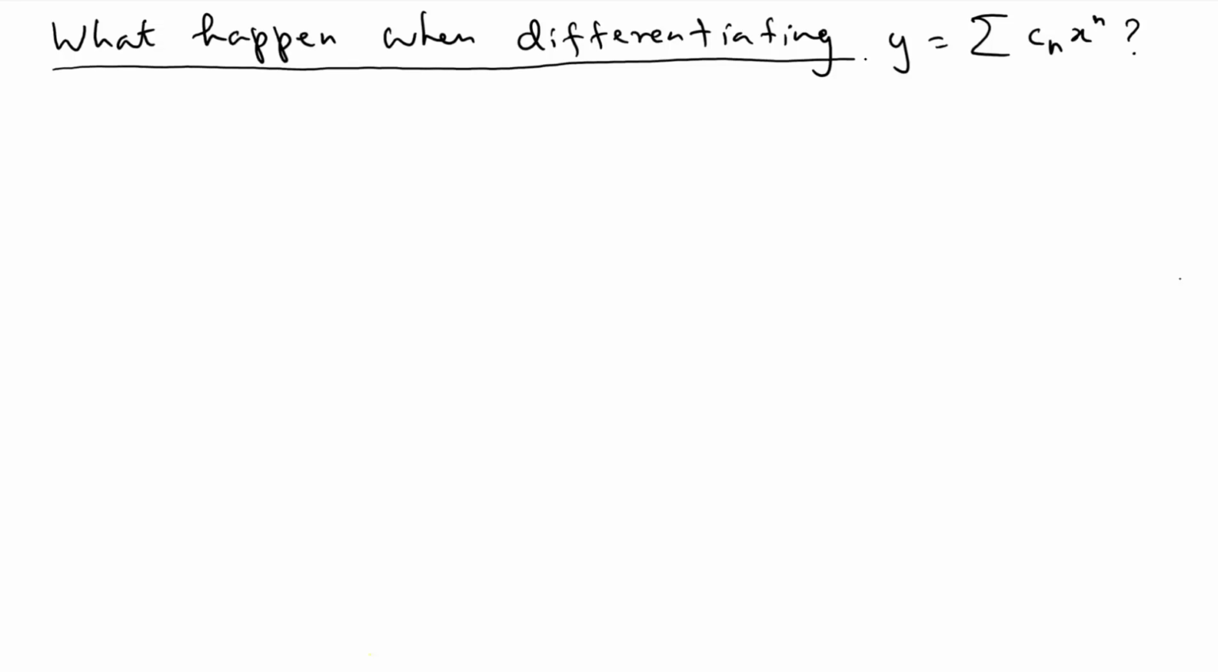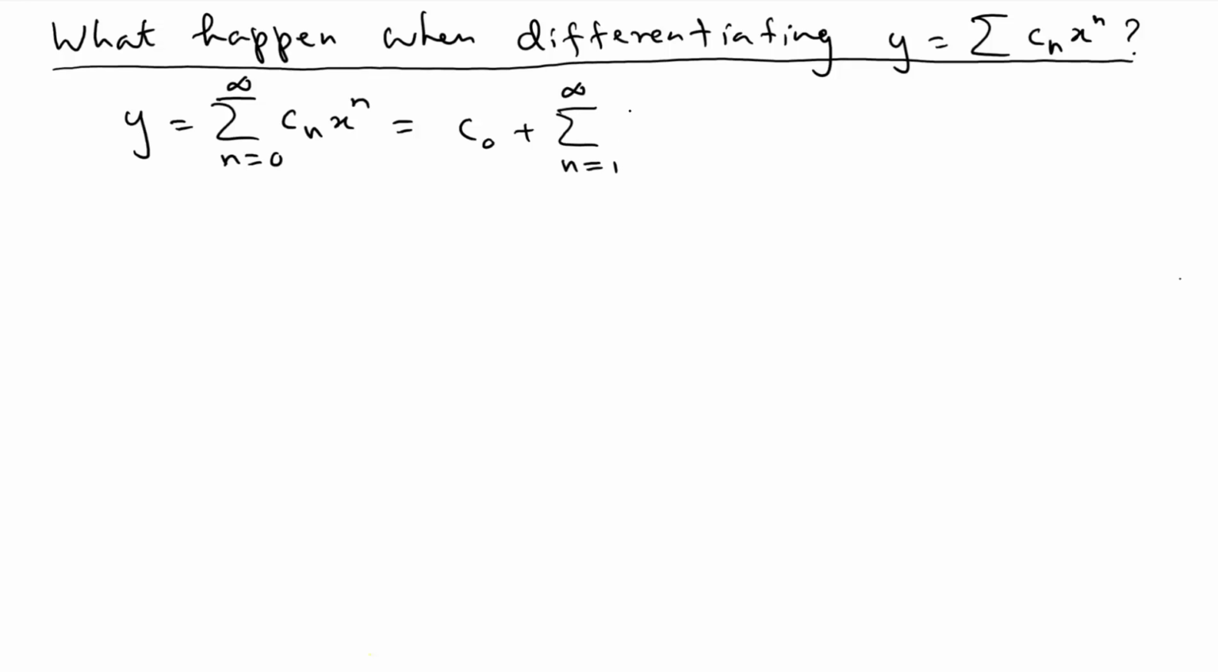For that, let's expand the series and see what the situation is. We can write the series in this form, assuming n starts with 0: the sum of cₙxⁿ. If you write this as an expansion, when you apply n equals 0 you get the first term, and we write the rest as a series, with the next index running from 1 to infinity of cₙxⁿ.